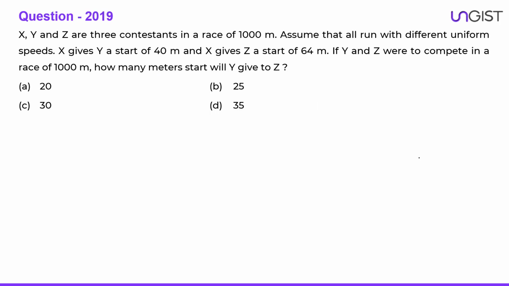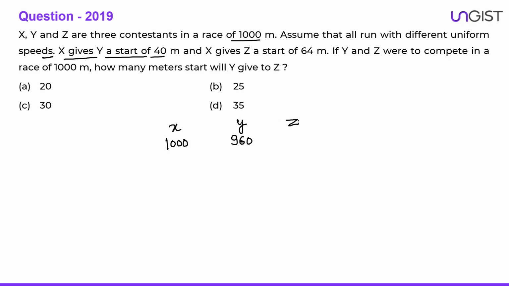So guys, in 2019 only one question has been asked from this topic, and this was that question. Question says X, Y and Z are three contestants in a race of 1000 meter. Assume that all run with different uniform speeds. X gives Y a start of 40 meters. It means when X runs 1000 meters, Y is running only 960 meters, right? Y is running 40 meters less.